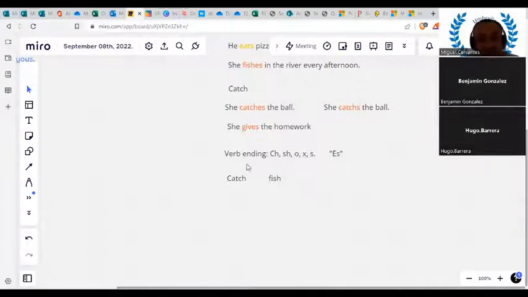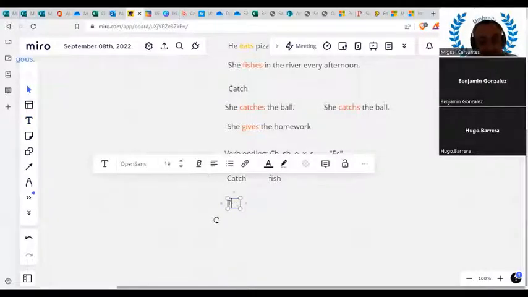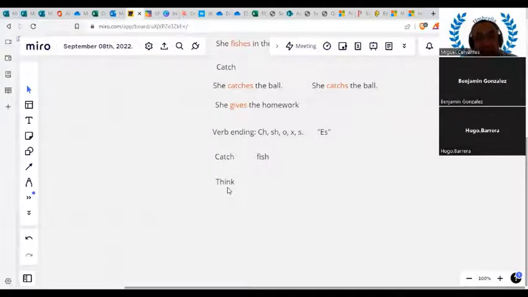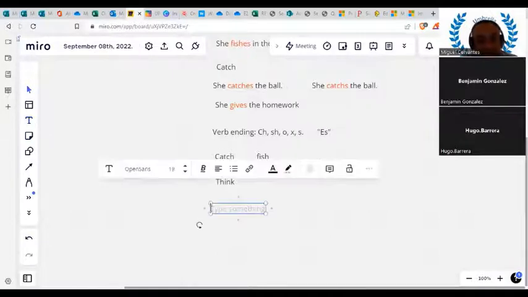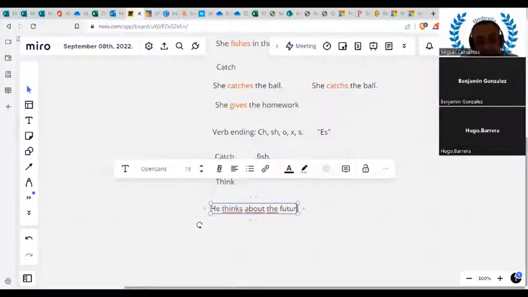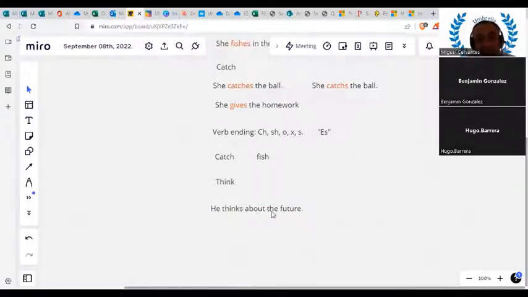If it doesn't have a special termination, si no tiene terminación especial, solamente digamos s, por ejemplo, verbo think, que es pensar. It doesn't have the special ending, okay? So you only need to say, for example, he thinks about the future.